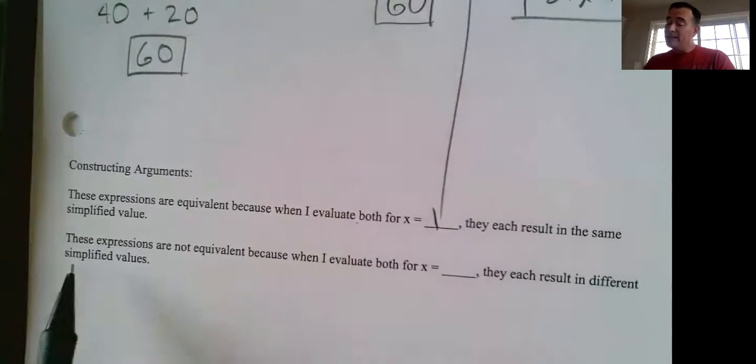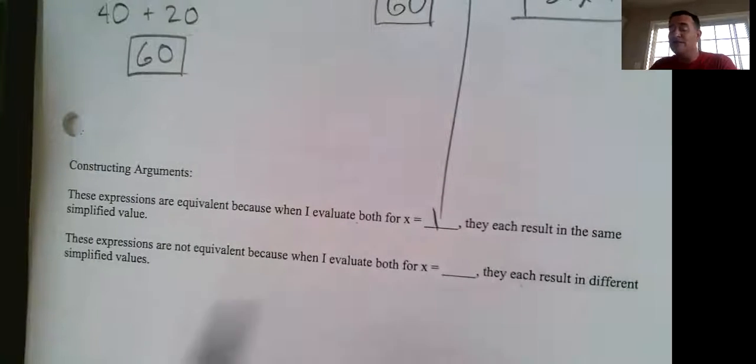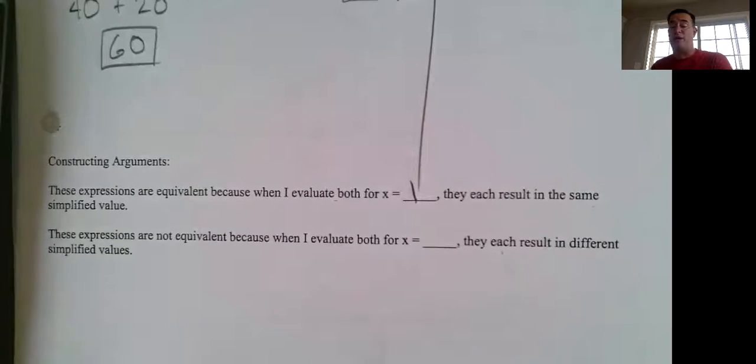Or we could say that these expressions are not equivalent because when I evaluate them both for a number, they result in different simplified values. And here's the thing that's great about plugging a number in. If you plug in a number and it doesn't give you equal values, and you did the math correctly, you have completely disproven equivalence. You can say there's no way this is true because by definition, if they're equivalent, they are going to give me the same thing no matter what number I plug in. That's the reason why you want to have this as an option.